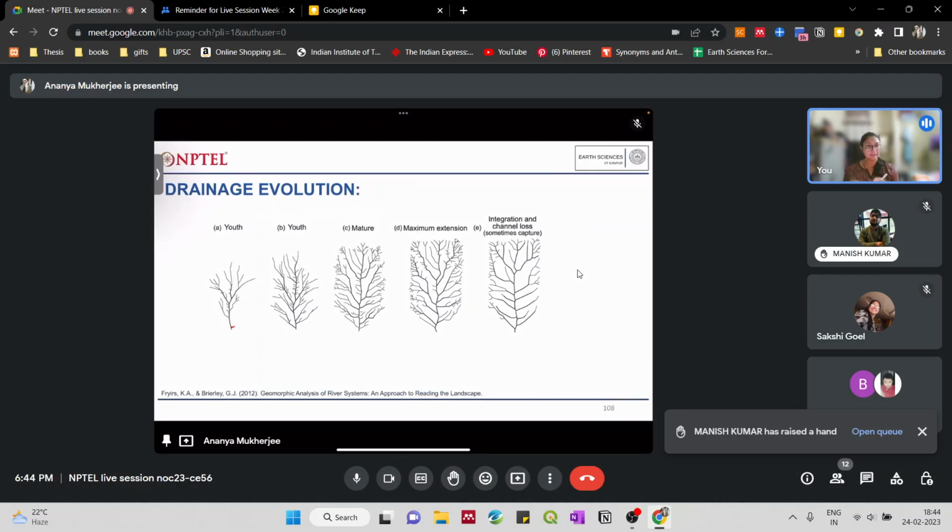To understand the evolution of the drainage basin, whether it is at the youth stage or has reached its maximum extension, we study something called drainage morphometry.